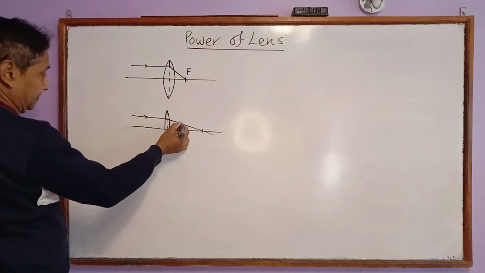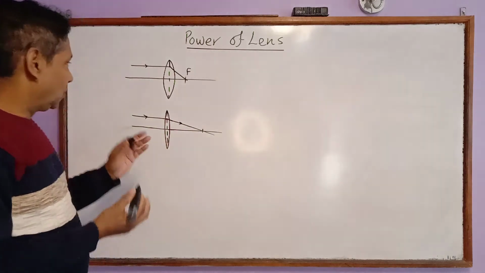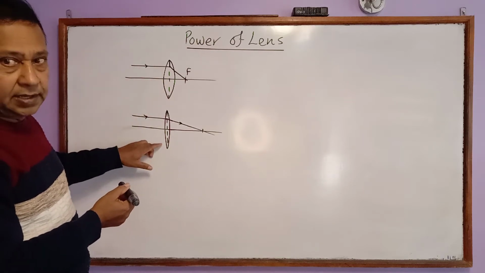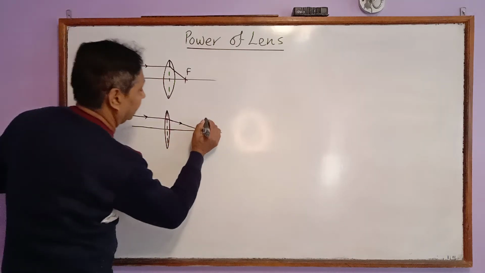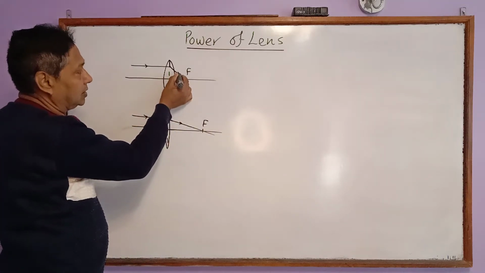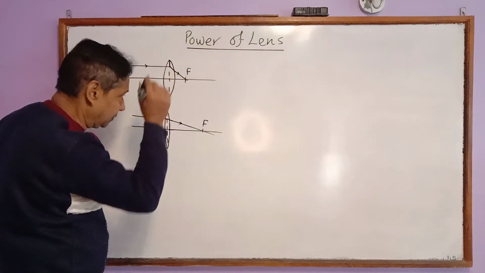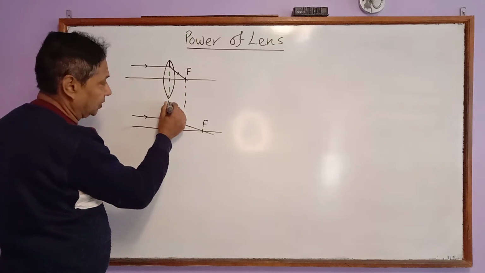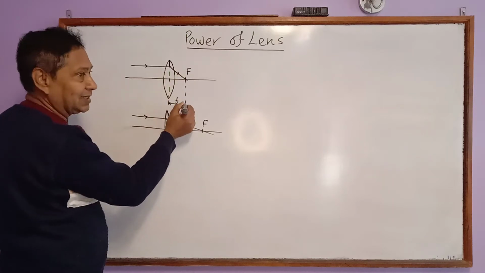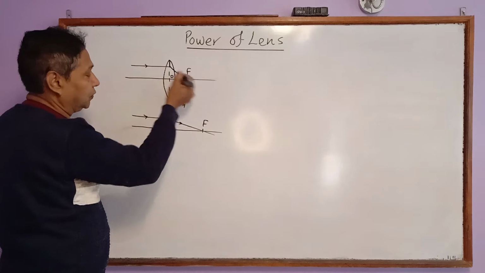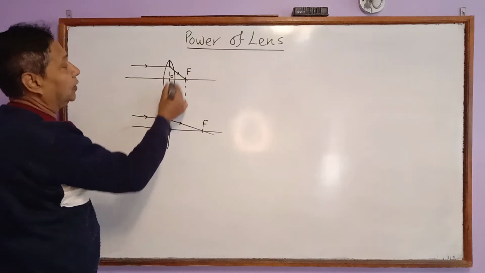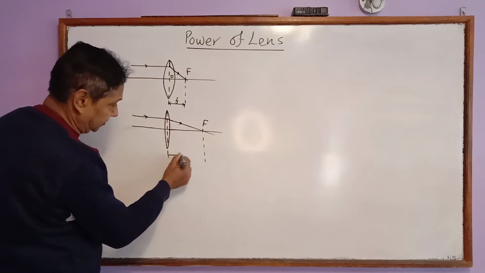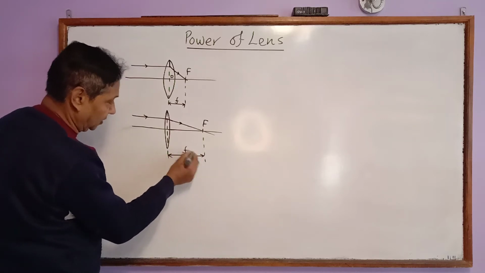Now, what is the difference? There are two differences, which can be seen clearly. I made this one thicker than this one. This is thinner and this is thicker. And the second matter is, it is focused very near to the lens, but here it is focused far away from the lens. It means the distance from the optical center to the focus is called focal length, and the focal length is less in this case. But here, the distance from the optical center to the focus, the focal length, is more. Okay, this is one case.